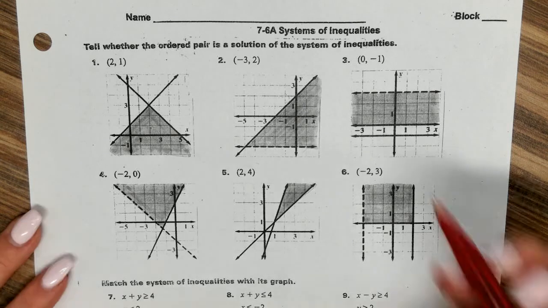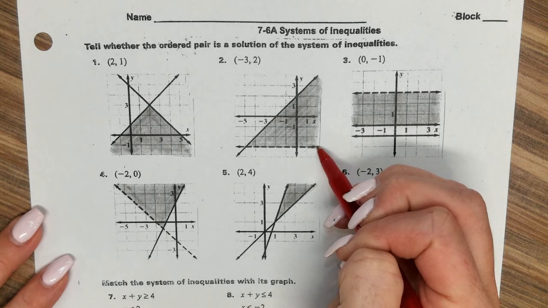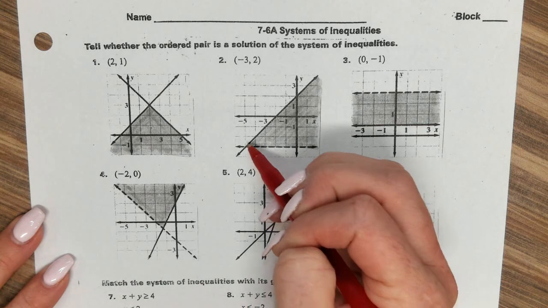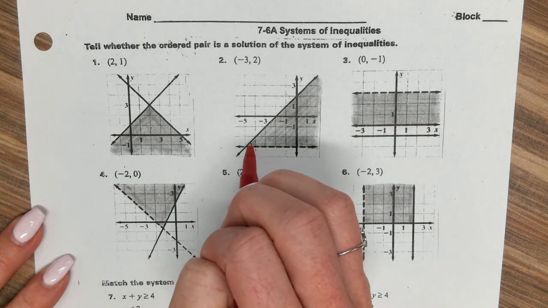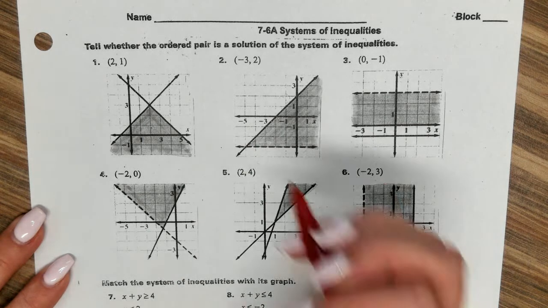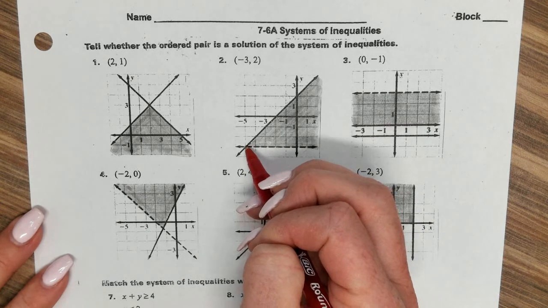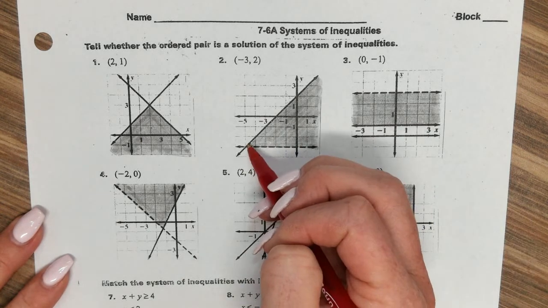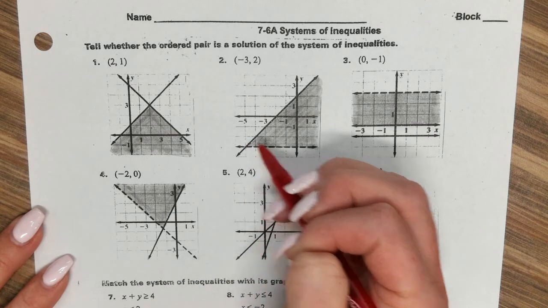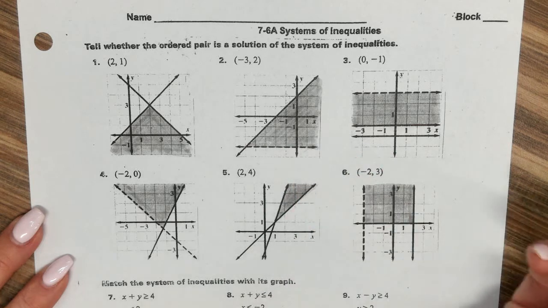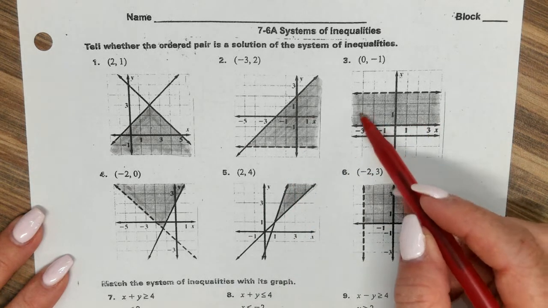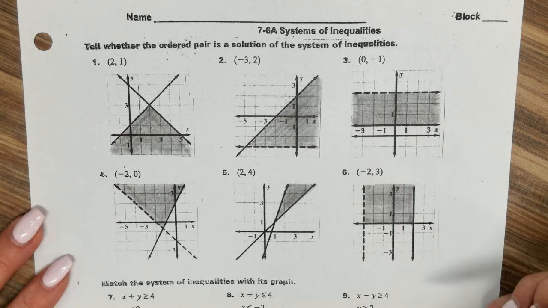So like right here, that's not a solution because that's a dashed line. What about on this one? That is a solution because it is in that shaded area and that's solid. Okay. What about this right here? What looks like parallel lines? They are parallel, but it's the part that's shaded, so that's all that matters.